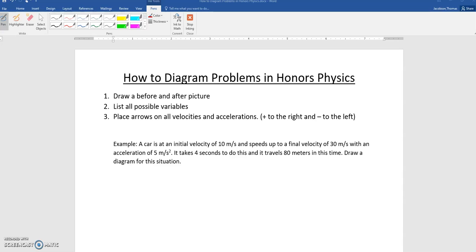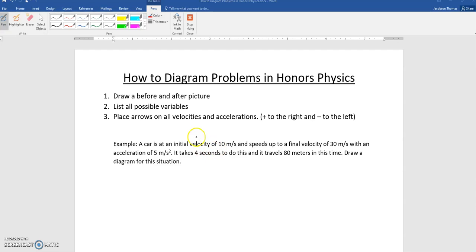Hi class, today we're going to learn how to diagram problems in honors physics here. The purpose of this is to be able to take information either from a graph or a word problem and be able to put it into a picture and label that picture that's going to represent the motion that's going on in that problem. It takes it one step further than just reading through a problem.